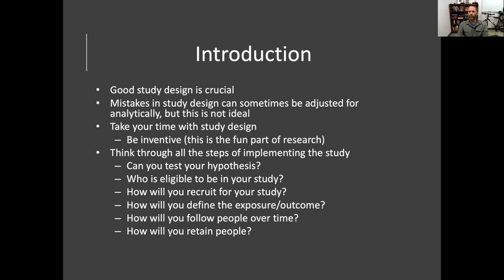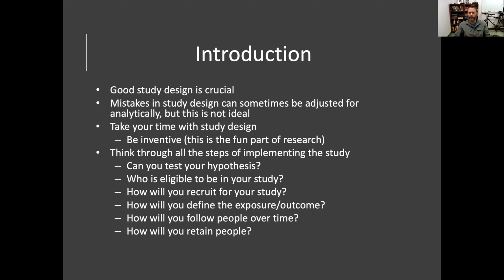And take your time with this part. This is actually the innovative and fun part. I really enjoy designing studies. I'll talk about some aspects of that I think are particularly fun down the road. But inventive study designs are really great. I've seen study sections get super, super excited about a study, even if the hypothesis isn't maybe the most compelling one in the world. But if you have a really intriguing way of answering that hypothesis, you get points for that. You need to think through your steps of implementing your study.